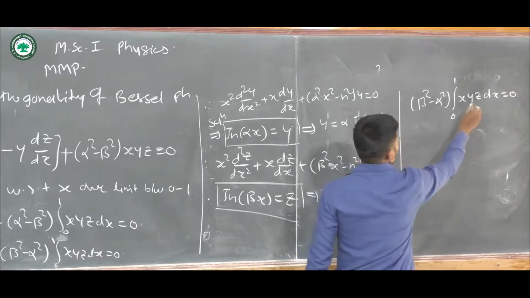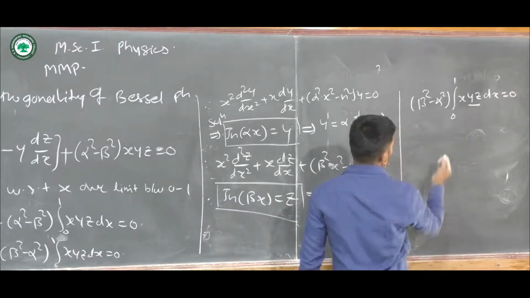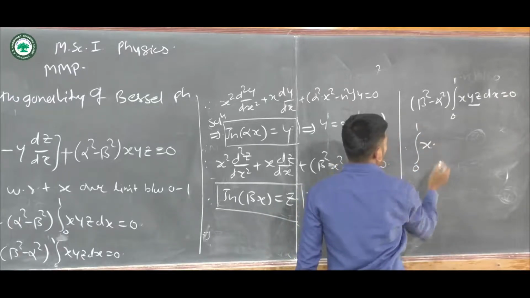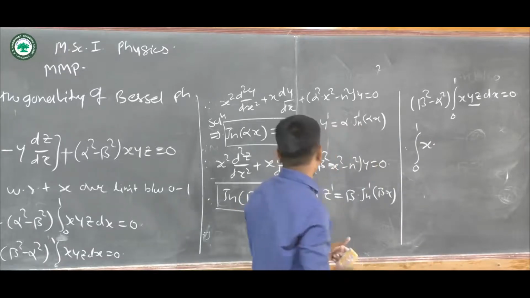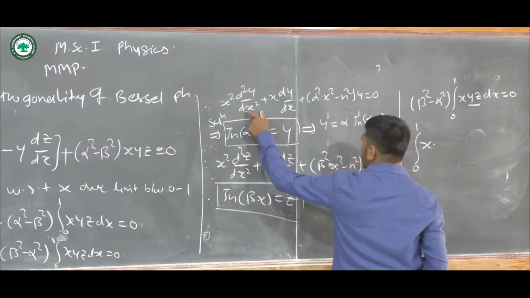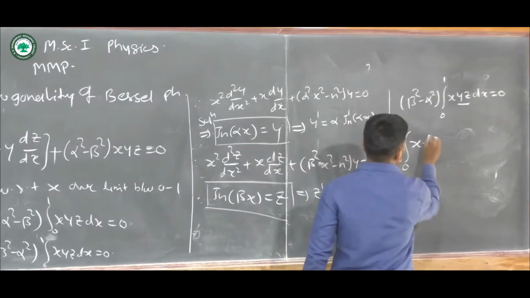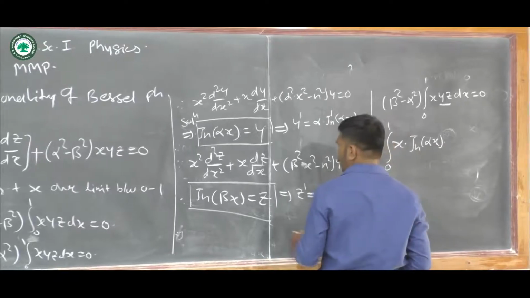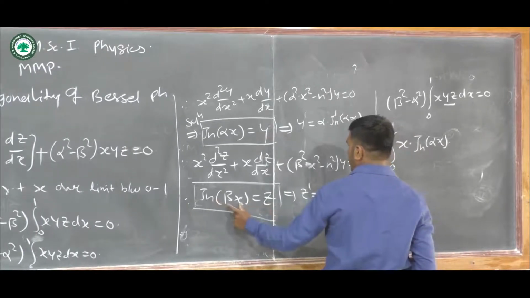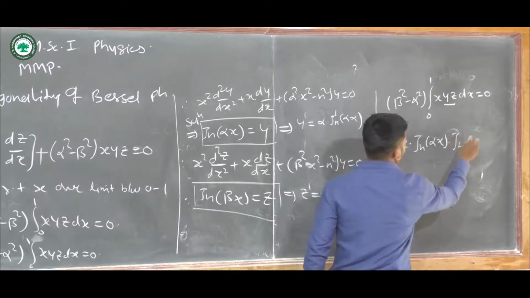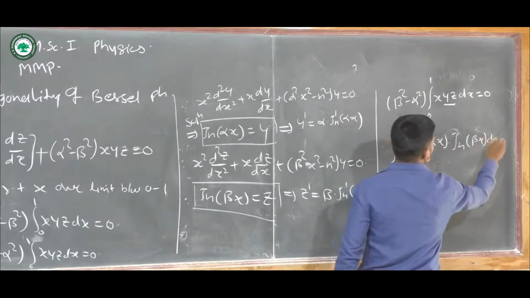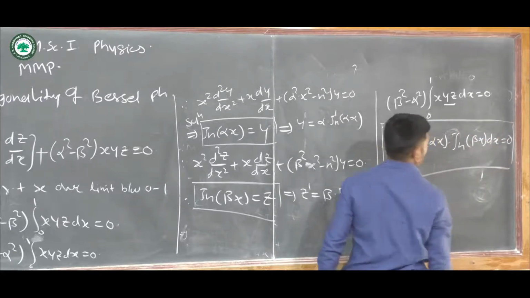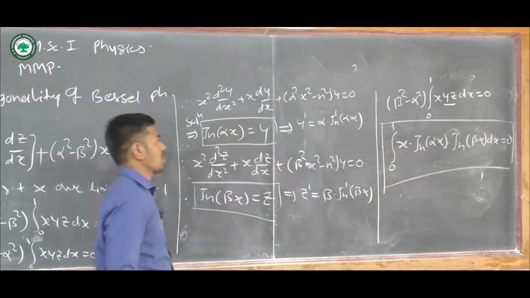Okay, so here y into z, we know these already, so we can write the integral from 0 to 1 of x into, now this y we consider the solution of the first differential equation, so we can write Jn(alpha x) into z, which is equal to Jn(beta x) into dx is equal to 0. So this is the orthogonal property of the Bessel functions.